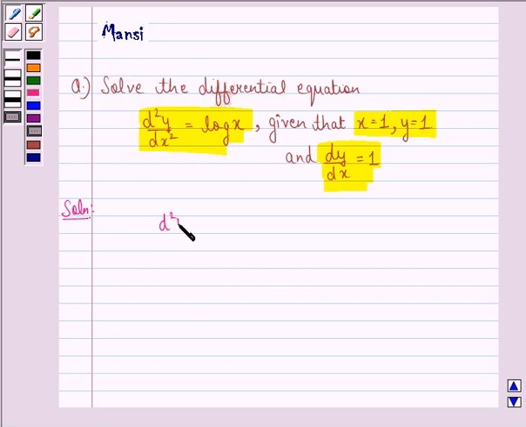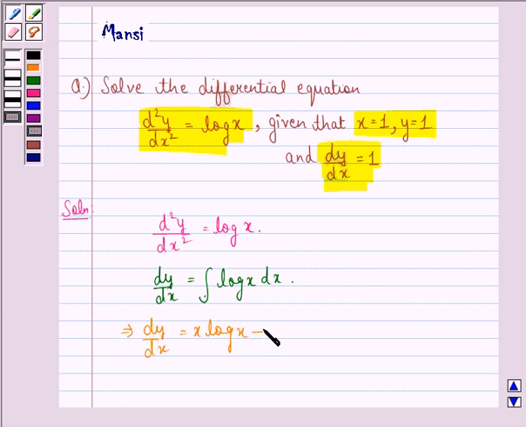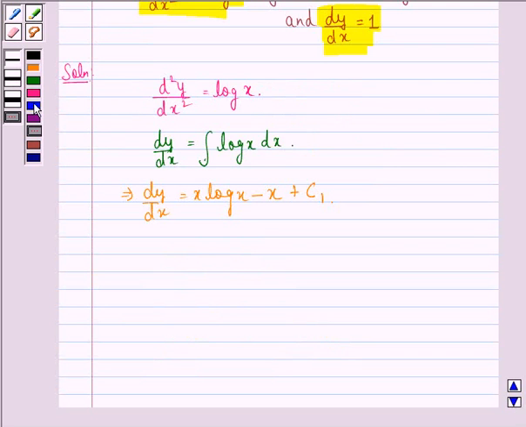Here, d2y by dx2 is equal to log x. Now integrating both the sides with respect to x, we have dy by dx is equal to integral log x dx. This implies dy by dx is equal to x log x minus x plus a constant c1, because we know that integration of log x dx is x log x minus x. Now we call this equation 1.